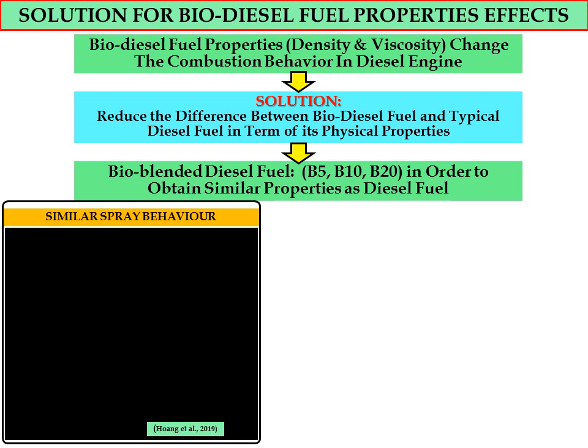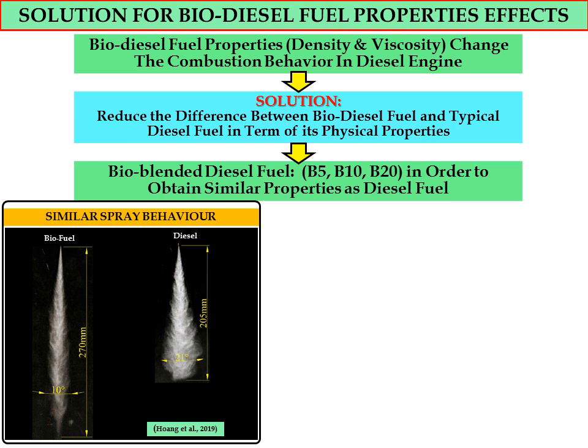So an investigation conducted by Hong et al., 2019, investigated the spray pattern, the similarity of spray pattern between biofuels and diesel fuels. The figure shows the spray pattern of diesel fuel with a spray angle of 21 degrees and spray penetration of 205 millimeters. However, for biofuel, the investigation found that the angle of spray is less compared to typical diesel fuel, around 10 degrees, and the spray penetration is greater compared to typical diesel fuel, about 270 millimeters.